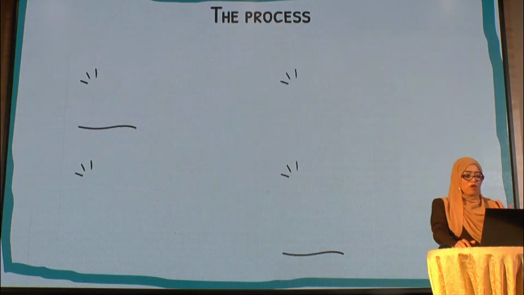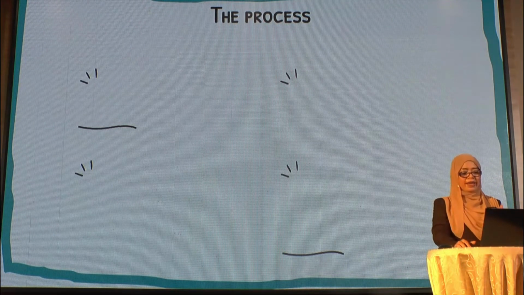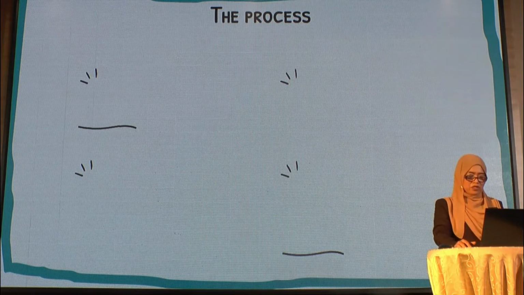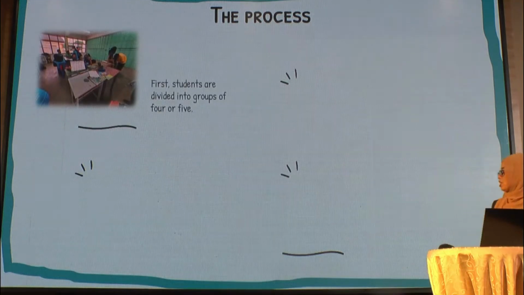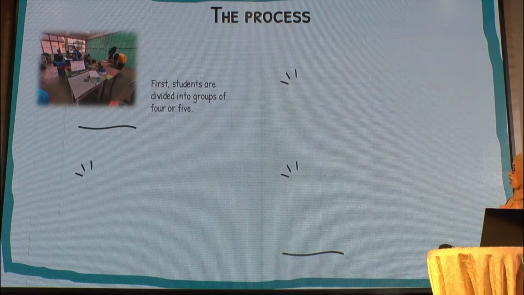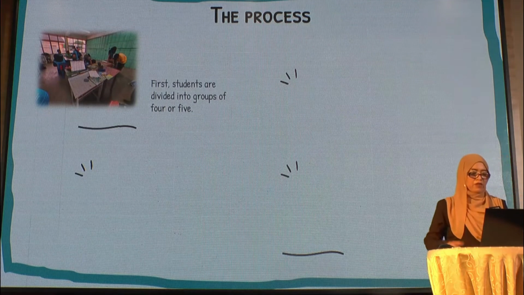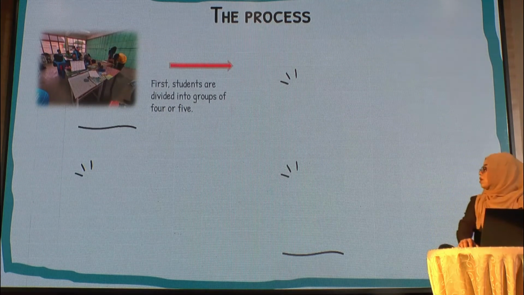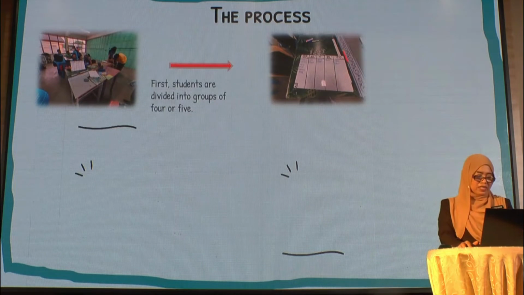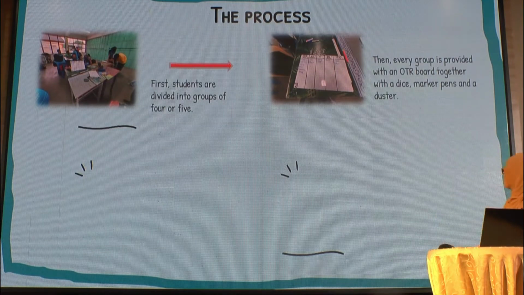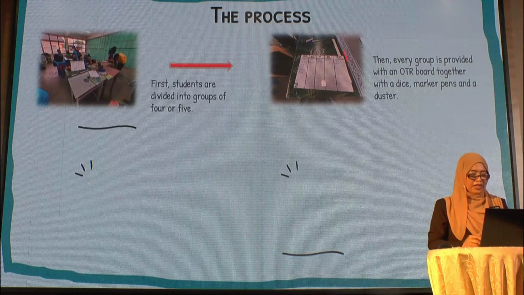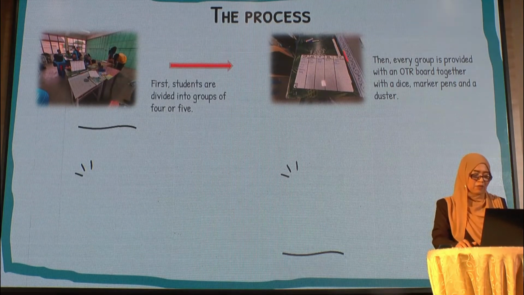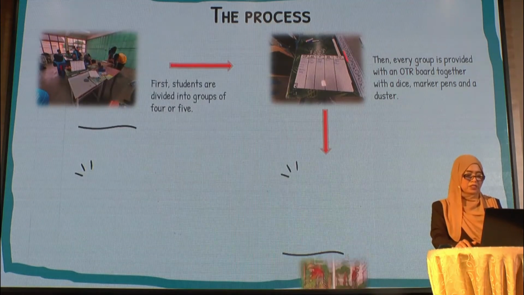Now, let's move on to the process of how I carried out this activity with my students. The first thing is I assign my students to groups of 4 or 5. Then every group is provided with an OTR board, or the OTR Kit, together with a dice, marker pens, and a duster for them to work in groups.